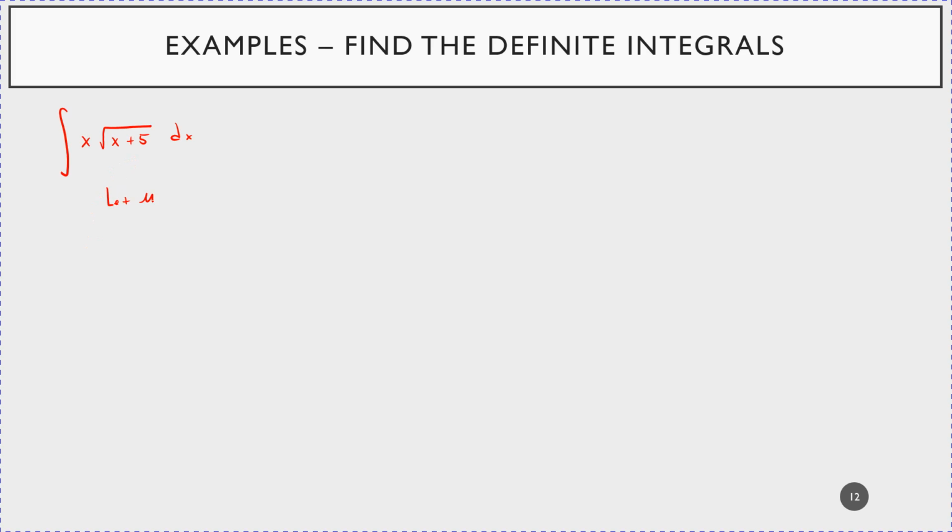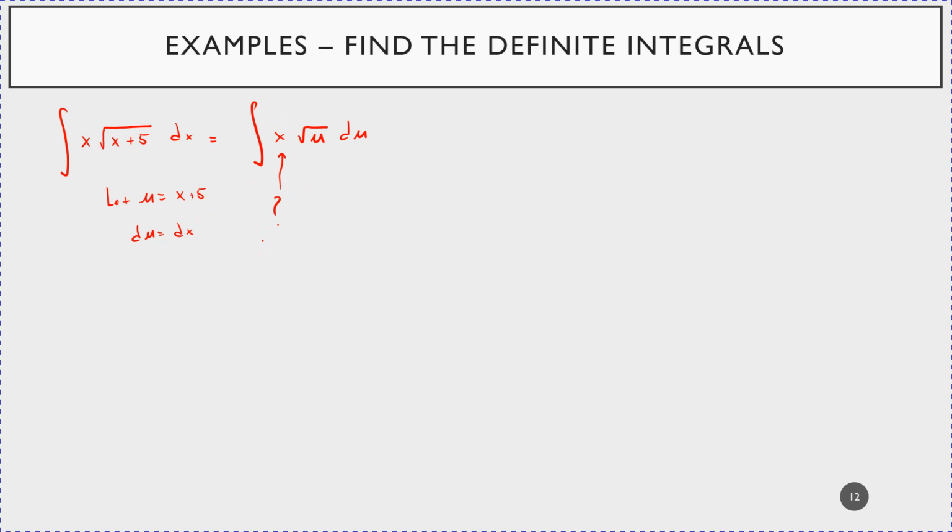Let's let u be equal to the inside, so x plus 5. That means du is just equal to dx. All right? So watch what happens if you substitute in this next step here. There's nothing right now to substitute in for x. So this then becomes the square root of not x plus 5, but u. And then dx is just equal to du.